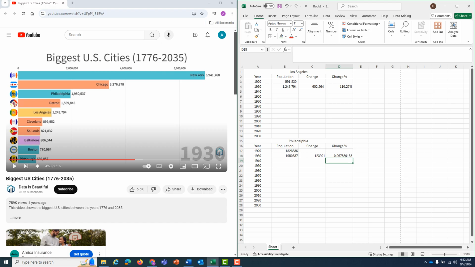And now, just like I did above, I'm going to highlight both of these at once. I'm going to format it to make it a little prettier. So comma style, get rid of the decimals. And this column over here, I want percentage. And I'm going to give myself two decimal places right there. We see Philadelphia's population increased by 123,901 during the period. That is a 6.78% increase.